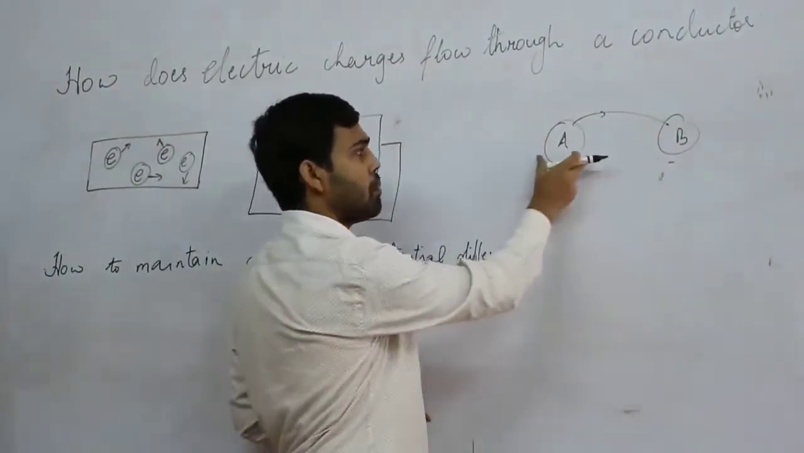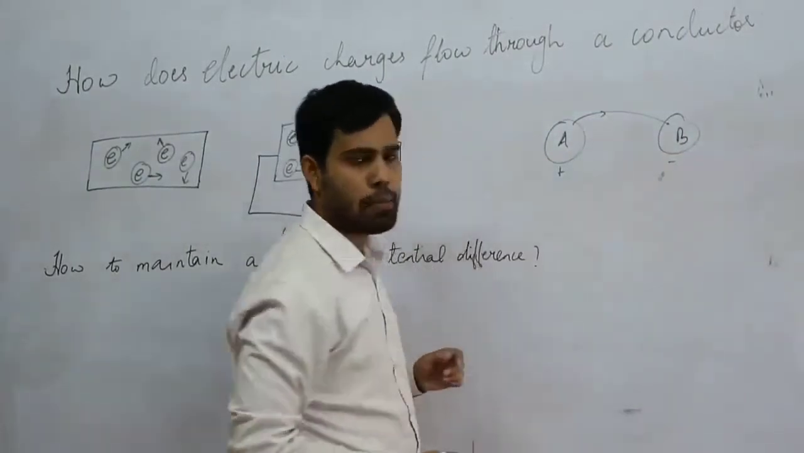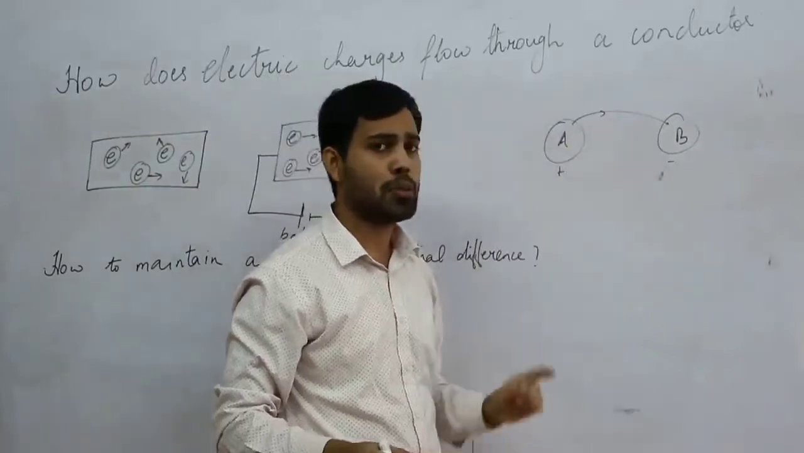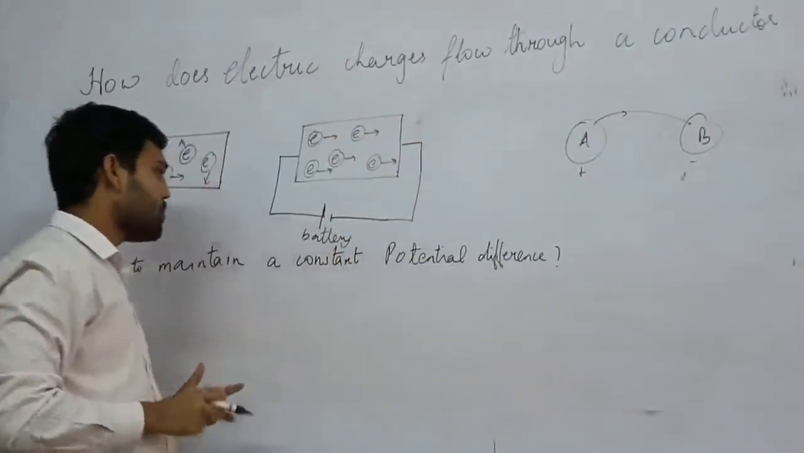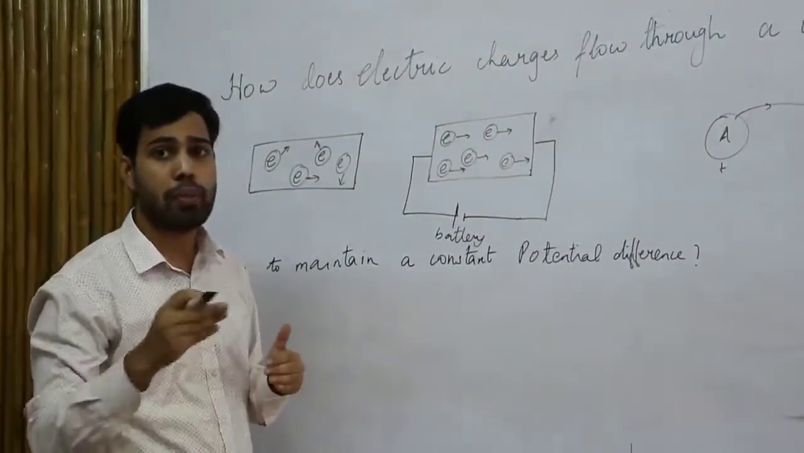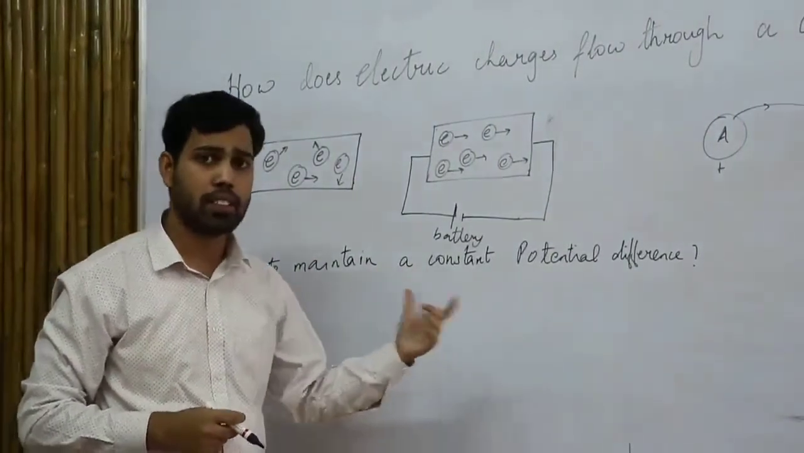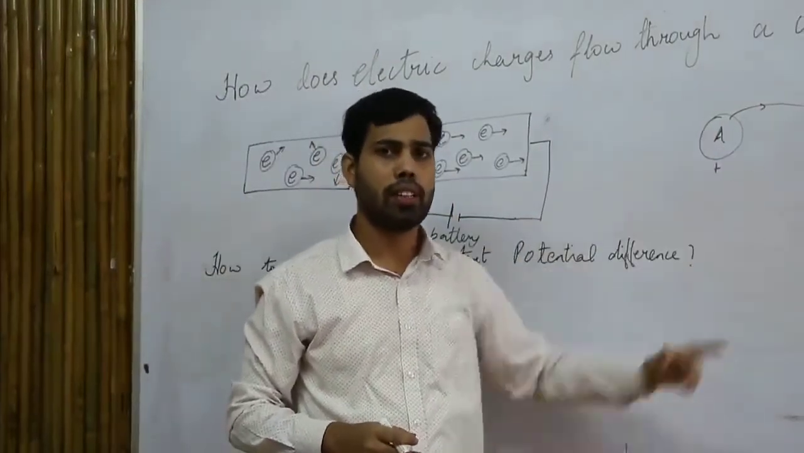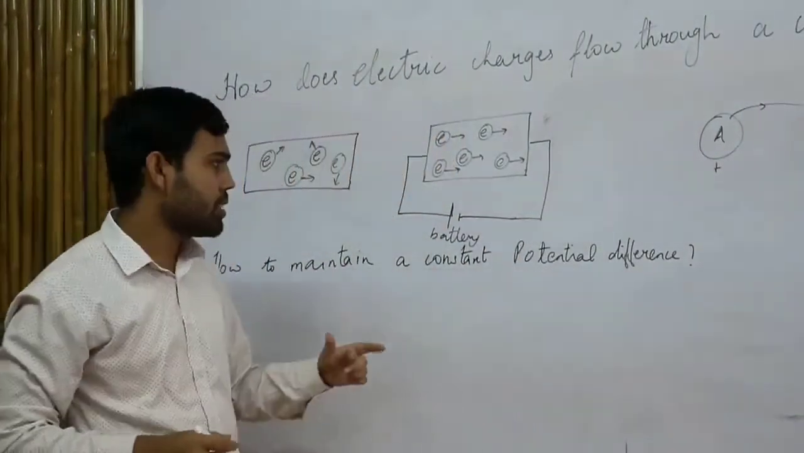If body A and body B are at the same potential, the flow of charge will stop. So how do we maintain a constant potential, or the more important question is, why should we maintain a constant potential difference in order for charges to move from one body to the other body? So how do we do this?